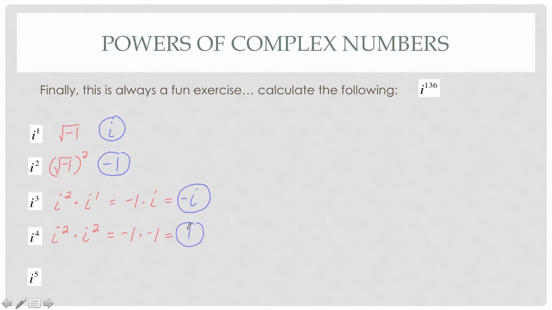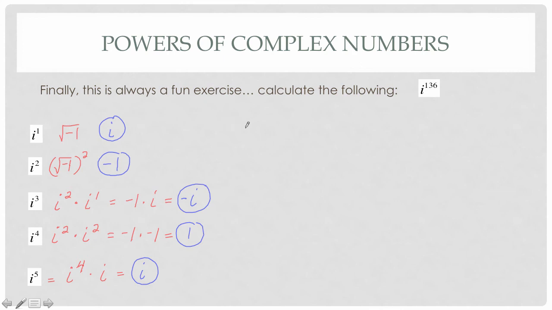1, 2, 3, 4 cases. Let's see what happens with i to the fifth. Well, i to the fifth I can rewrite as i to the fourth times i. But we already know i to the fourth is 1, so it's really just back to i. And there's our 4 cases. i, negative 1, negative i, positive 1, and then back to i again.